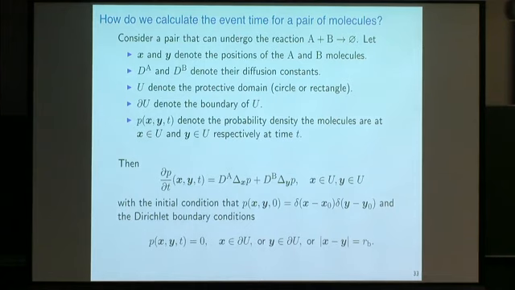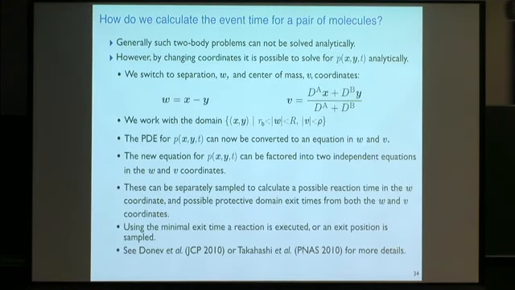Now you might say, wait, how can I solve this if I assume they're each moving in circles? Generally that's a geometry that we can't write down an analytic solution for. So what you do is you change coordinates.